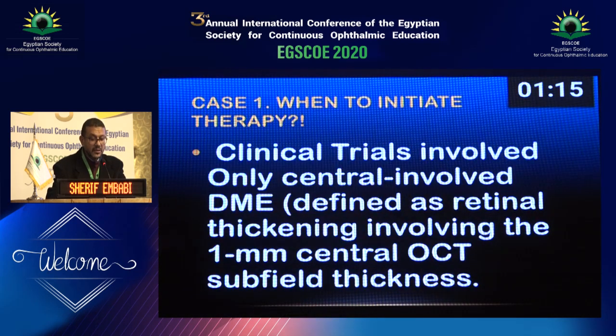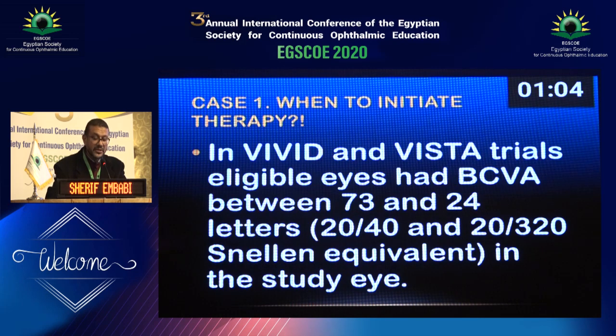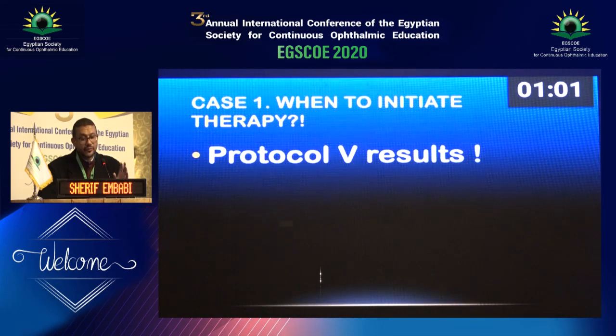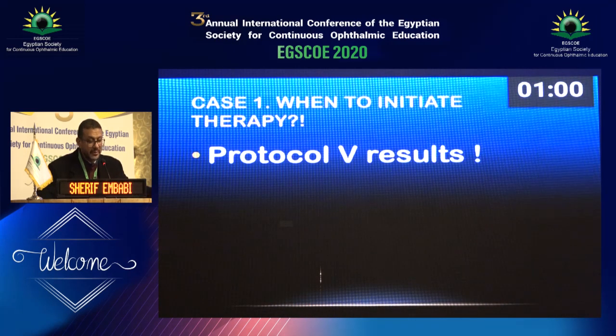Again, the trials that discussed all the anti-VEGF treatment were talking about patients having less than 20/30 vision, not 20/20 vision. So when we have a patient having excellent visual acuity, you have to think about whether to treat or not to treat, and Dr. Ahmed Suka will cover this topic after me, so I will not discuss it now.